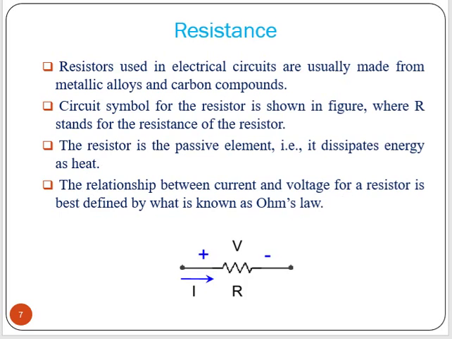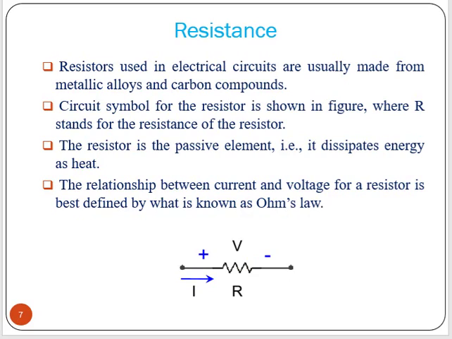Now, resistors used in electrical circuits are usually made from metallic alloys and carbon compounds. The circuit symbol for a resistor is shown in this figure, where R stands for the resistance of the resistor. The resistor is a passive element; it dissipates energy as heat.